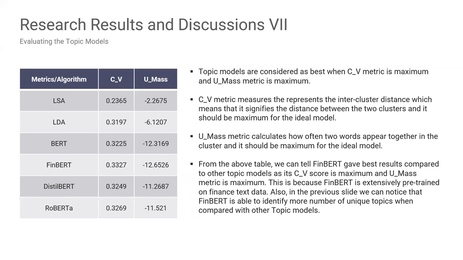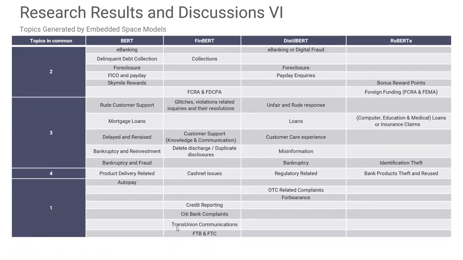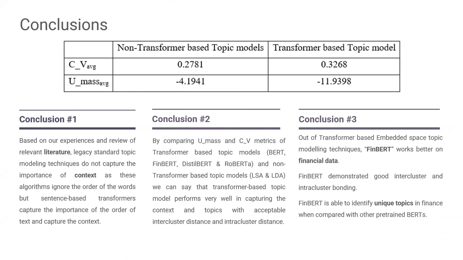And FinBERT is able to identify more topics, as you can see here, right? It also identifies common topics from other models and also some unique topics as well. So the conclusions are, based on our experience and review of relevant literature, legacy standard topic models cannot capture the importance of context, as these algorithms ignore the order of words, but sentence-based transformers capture the importance of the text and capture the context, okay? So this is the take-home message which I wanted to give you guys today, okay?